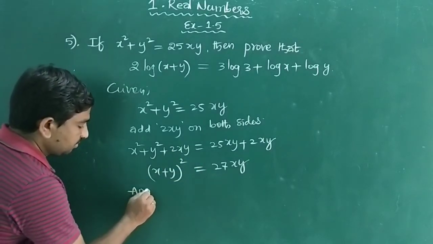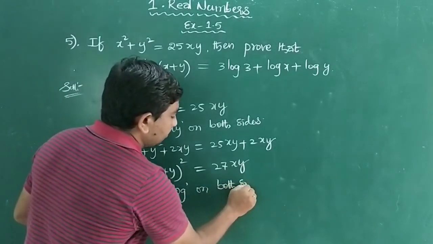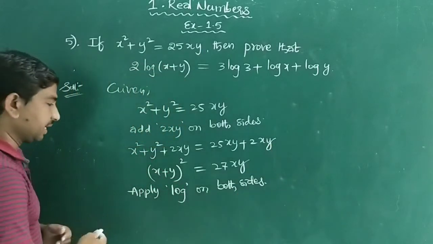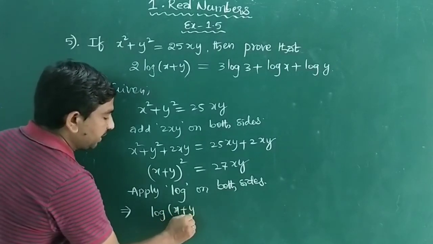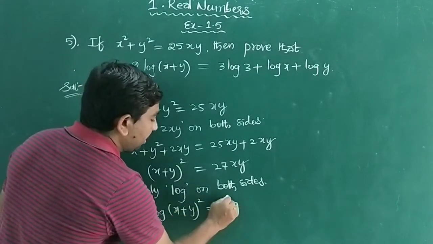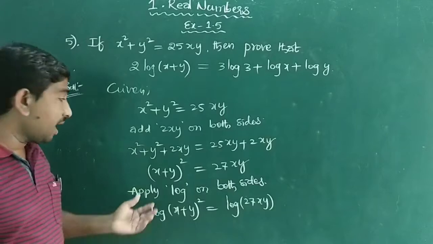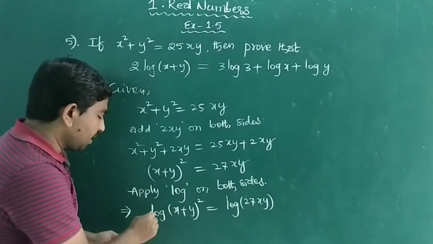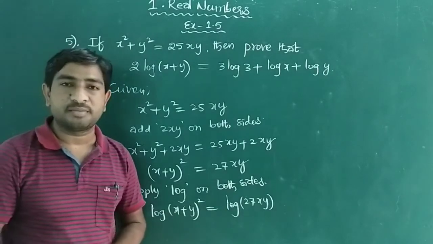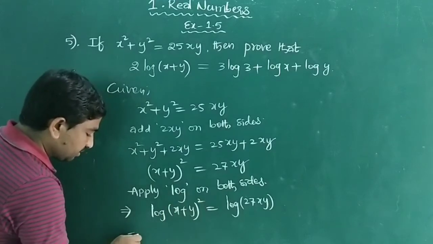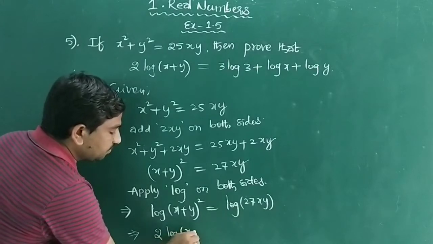Apply log on both sides. So what will you get? Log of (x plus y) whole square is equal to log of 27xy. We know some formulas about logarithms: powers come to the front. So this power comes to the front: 2 of log of (x plus y).